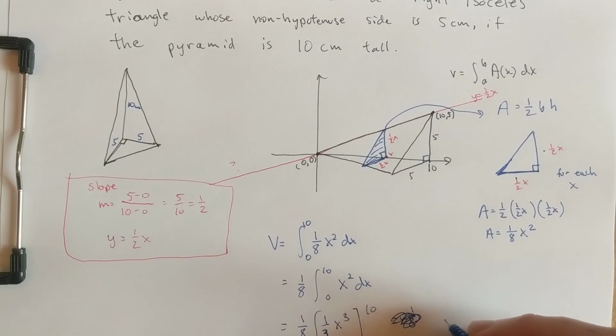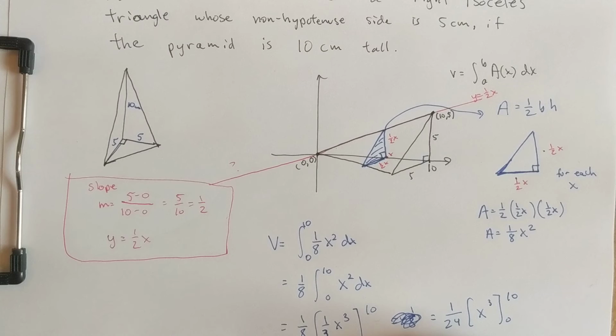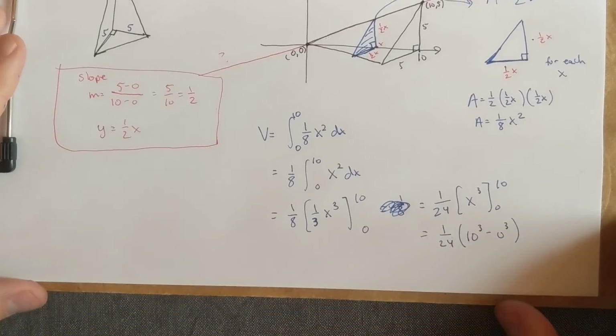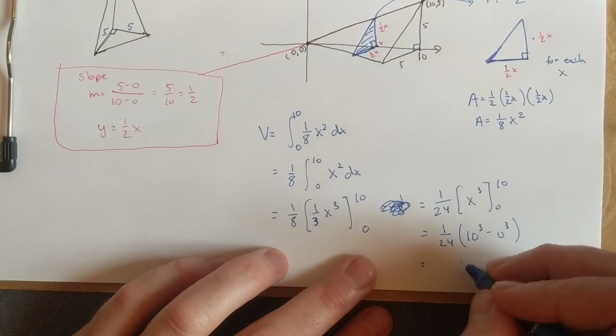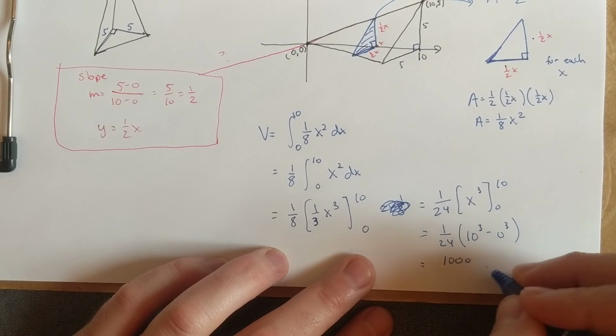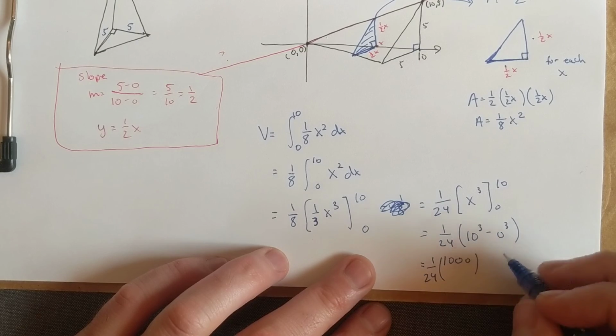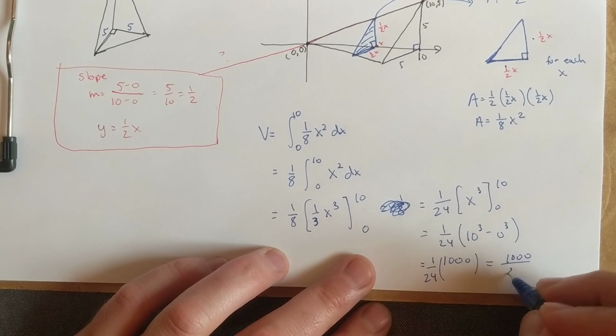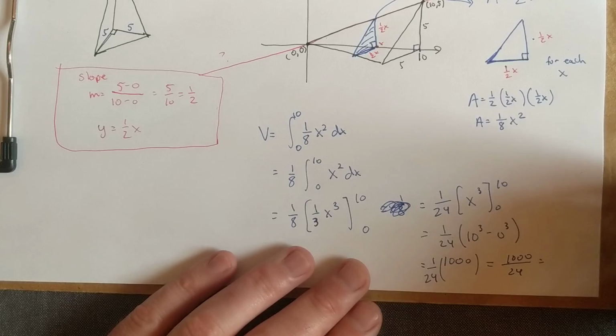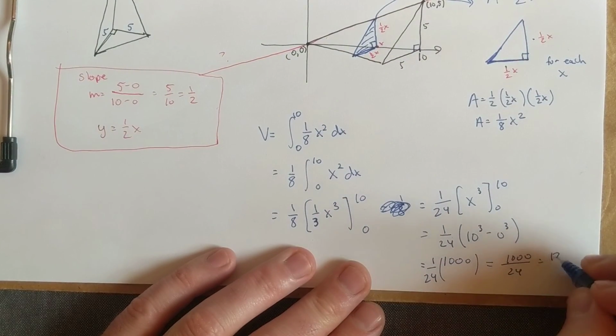Let's multiply these two fractions together. So I get 1 over 24, and I'm doing x cubed from 0 to 10. So 1 over 24 times 10 cubed minus 0 cubed. The nice thing is 10 cubed is 1,000, and 0 cubed is 0. So 1,000 over 24, which simplifies to 125 over 3, and we're talking about centimeters cubed.